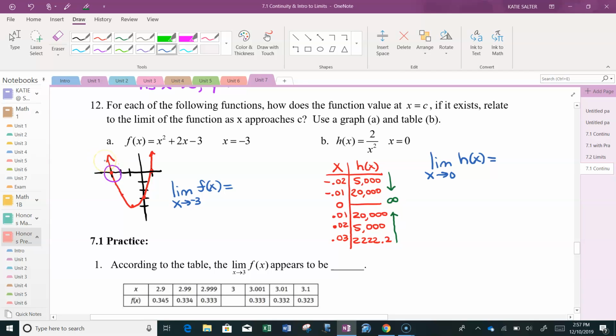And if you look at it from the left, as you get closer and closer to the x value of -3, y gets closer and closer to 0. From the right, as we get closer and closer to the x value of -3, y gets closer and closer to 0. Therefore, we can say the limit as x approaches -3 of f of x is equal to 0.